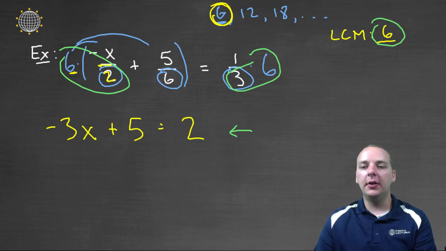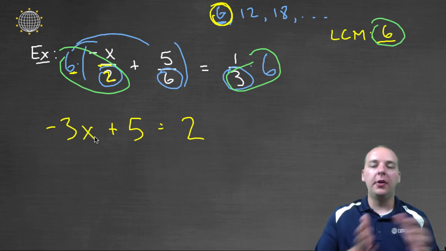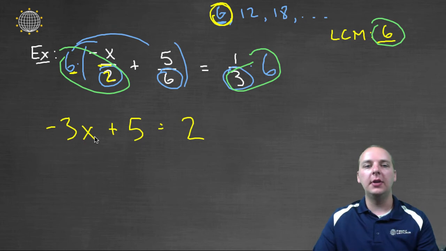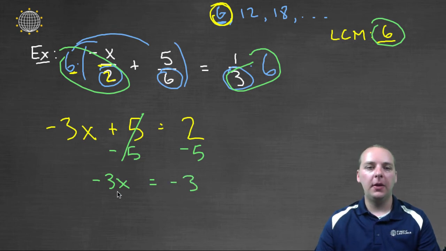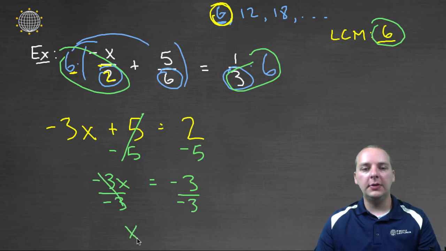And so once you get here, then it's pretty downhill from there. You isolate the variable term. You put the variable on one side and the constants on the other. So we'll subtract 5 from both sides. So we'll get negative 3x. These cancel and equals 2 minus 5, which is negative 3. We'll divide by the variable's coefficient of negative 3. And final answer, x equals 1.